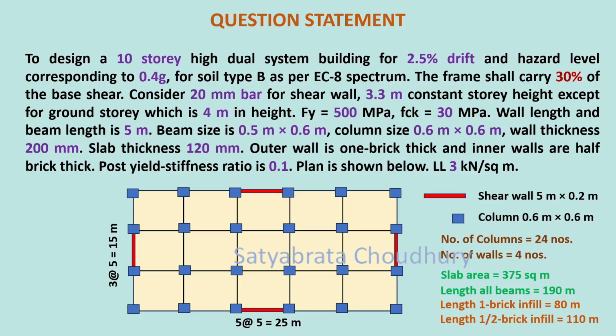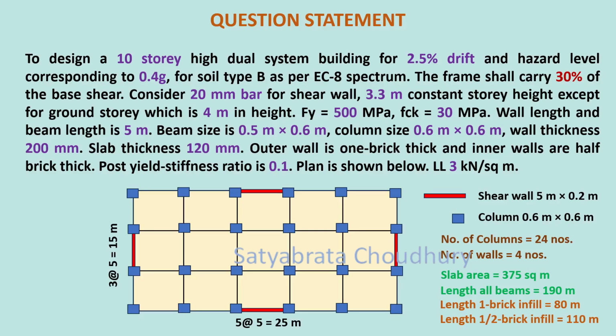3.3 meter is the story height except for the ground floor, which is 4 meter high. Yield strength of rebar is 500 megapascals, concrete strength is 30 megapascal. Wall length is 5 meter, beam size is 0.5 by 0.6 meter, depth is 0.6 meter. Column size is 0.6 meter by 0.6 meter. Wall thickness, that is the shear wall thickness, is 200 millimeter.